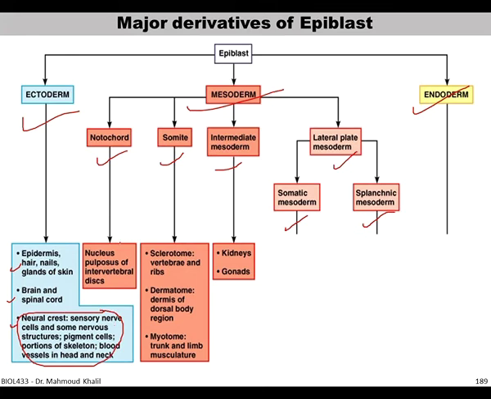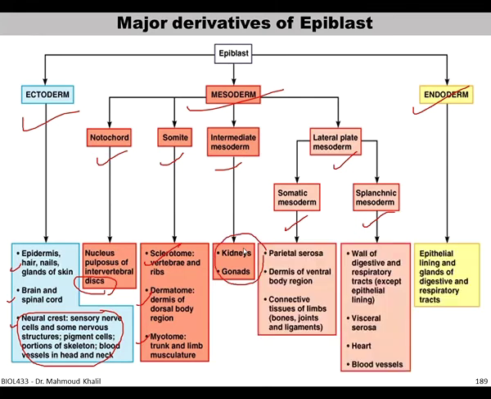The notochord becomes the nucleus of the intervertebral discs. Somites give the sclerotome, dermatome, and myotome, while the intermediate mesoderm gives the kidney and gonads. For the lateral plate mesoderm, the somatic mesoderm gives rise to the parietal serosa and the dermis of the ventral region. The serosa is actually a part of the epithelium. Connective tissue as well comes from the somatic mesoderm, connective tissue of limbs.